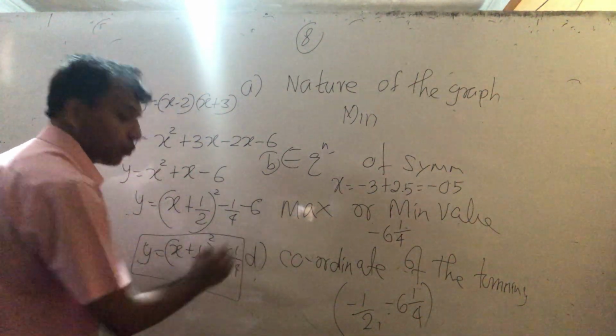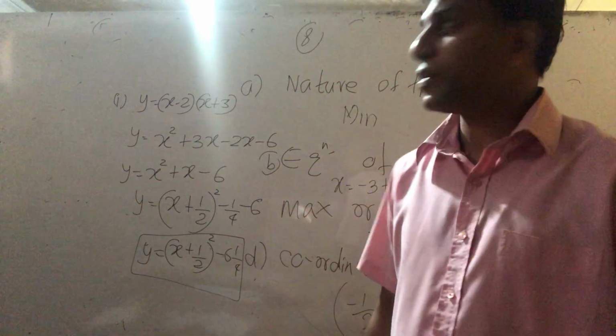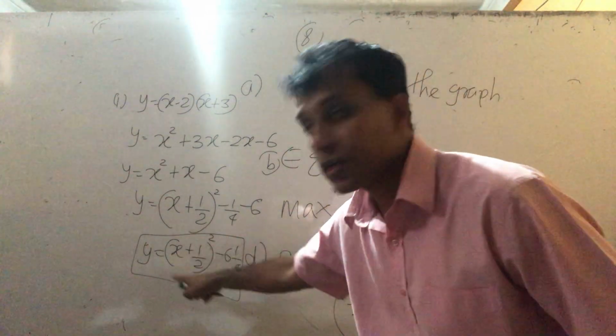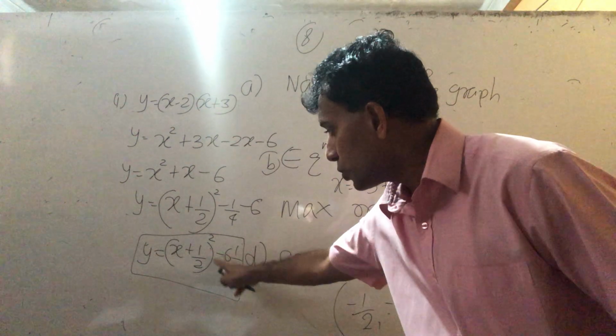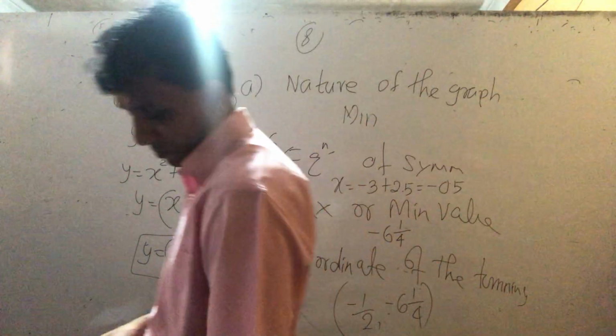This is very useful to answer all these parts quickly. Now for the symmetric equation, so minimum graph. Symmetric, make the bracket to 0, x equals minus half. This gives you the minimum value and you have the coordinate. Practice that.